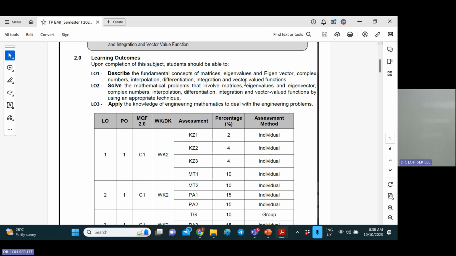Then the last learning outcome normally applies in the assignment. Normally assignment questions are mapped to this learning outcome. That means you are able to apply the knowledge from engineering mathematics to deal with engineering problems.